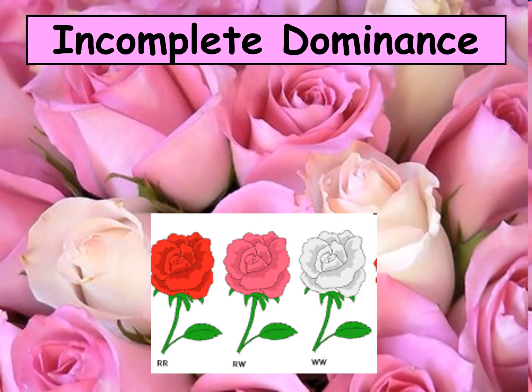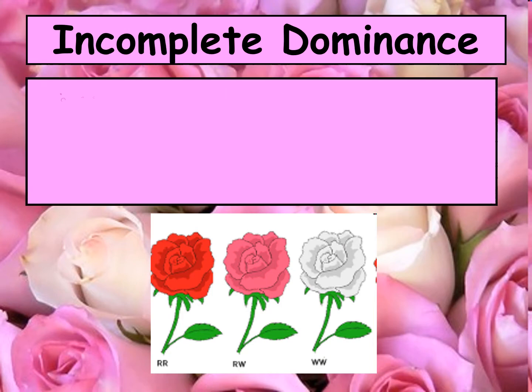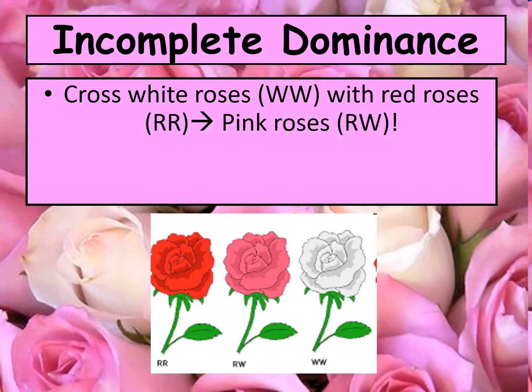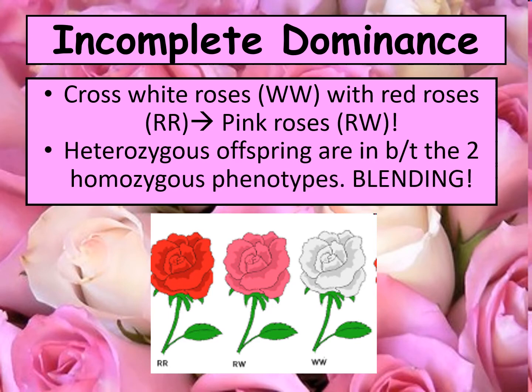Our first phenomenon that pretty much violates Mendel's law of dominance is a thing called incomplete dominance. In incomplete dominance, what we see is a blending of the two alleles. So for example, if you had white roses and you crossed them or mated them with red roses, if there was incomplete dominance, the offspring would come out pink. And they would still be heterozygous like you would expect in a normal Punnett square.